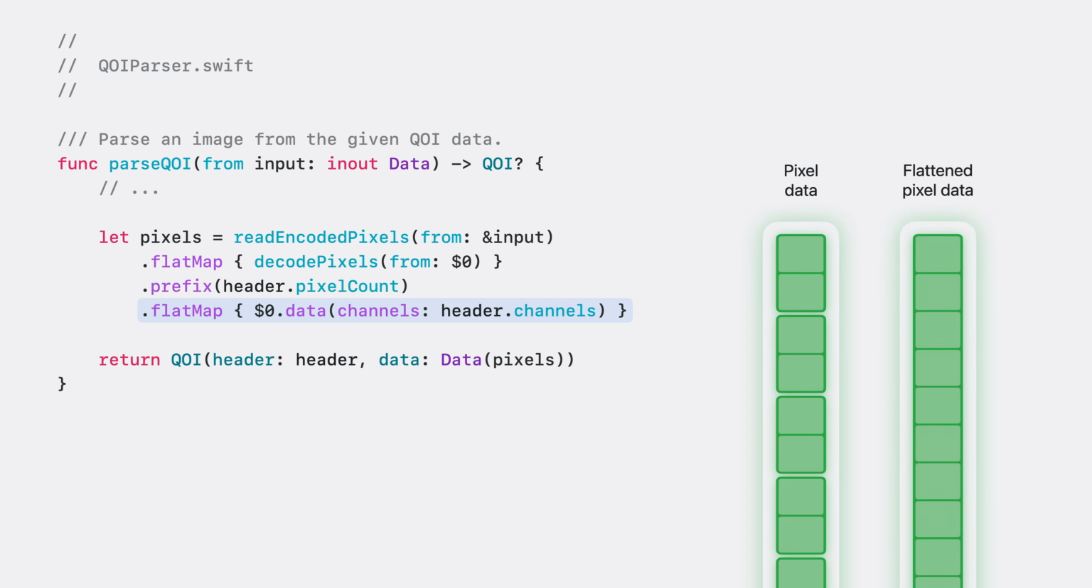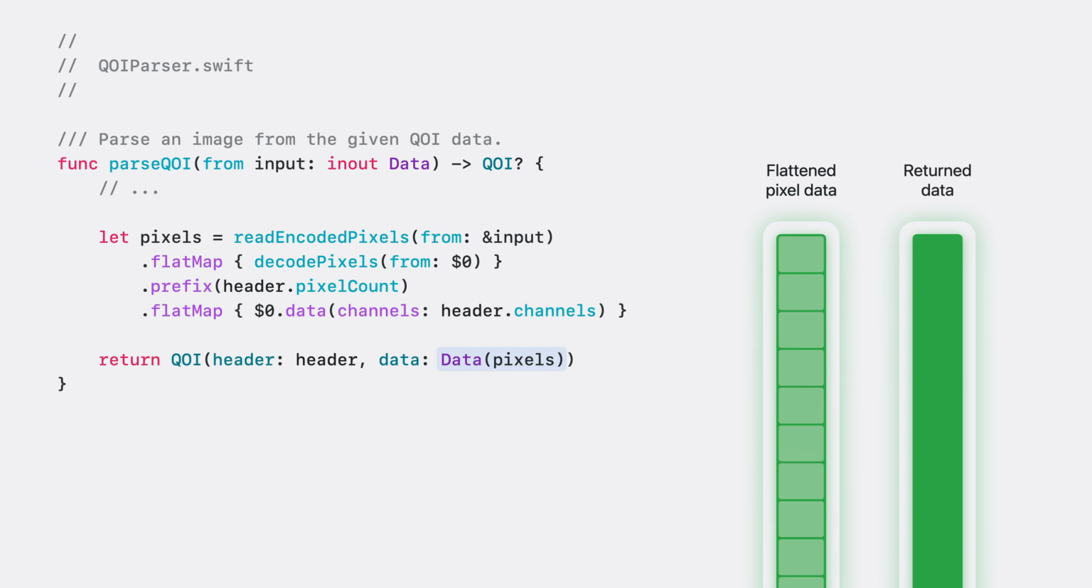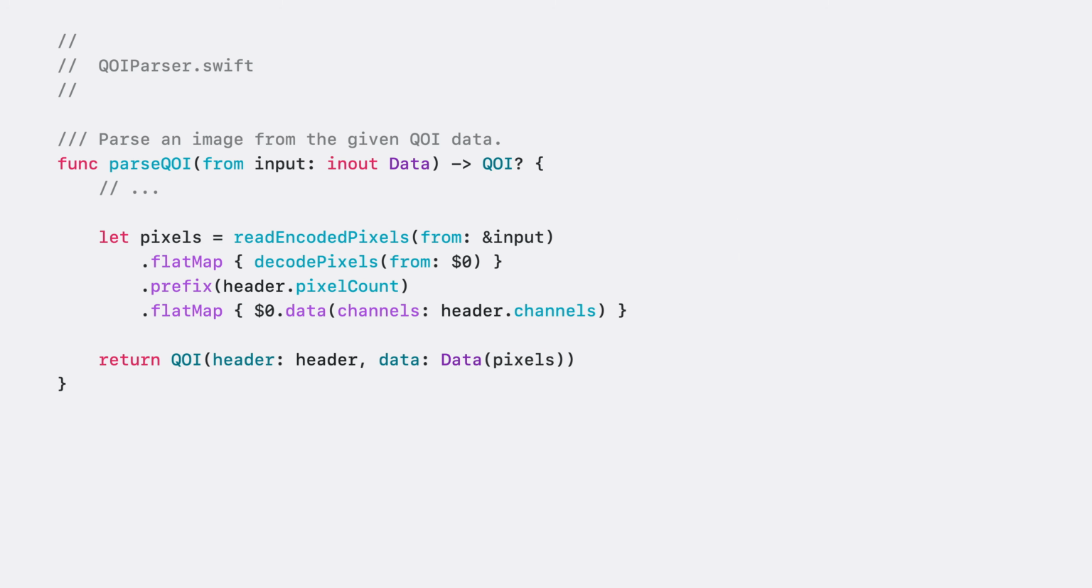Next, those small arrays are flattened into one big new array again. And finally, that big array of RGB or RGBA pixel data is copied into a new data instance so that it can be returned. There is a certain elegance to these lines of code. They pack a lot of power into a few short, chained method calls. But just because it's shorter doesn't mean it's faster.